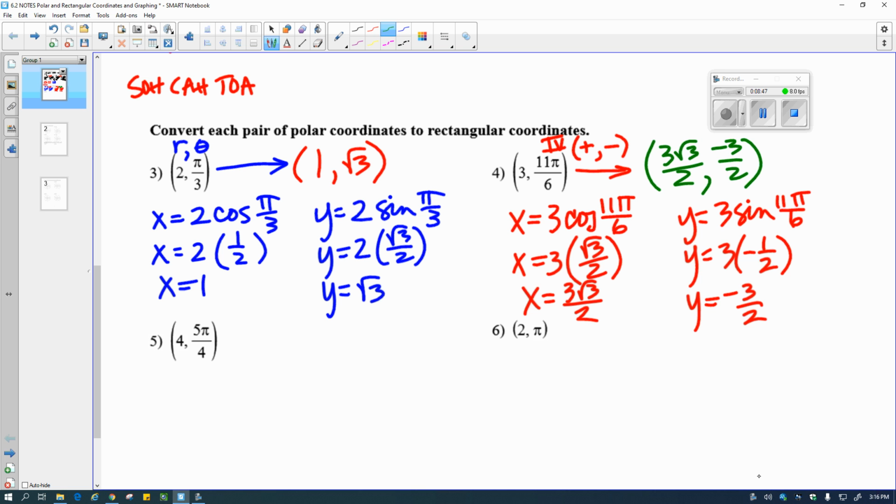What I'd like you to do is pause the video and see if you can figure out 5 and 6. And then when you're done, turn it back on and compare your answers and see how you did.